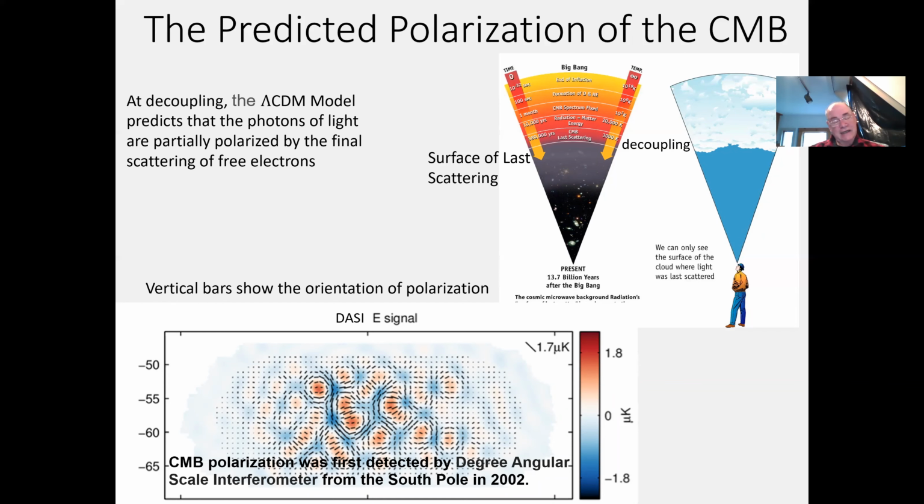But the point is, it was predicted way back when, and it was finally found by the Degree Angular Scale Interferometer at the South Pole in 2002. This is, again, a very, very powerful piece of evidence to support the whole model and the whole idea of what this cosmic microwave background is and where it comes from. Not only how it was composed, but how it was created. And that ultimately will bring us back right to inflation.